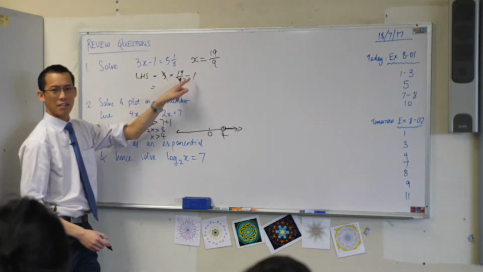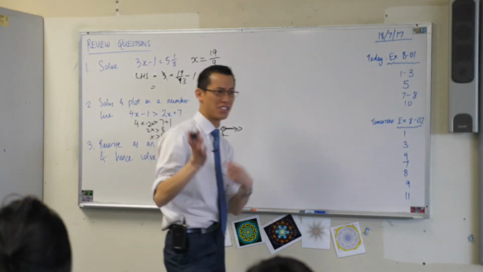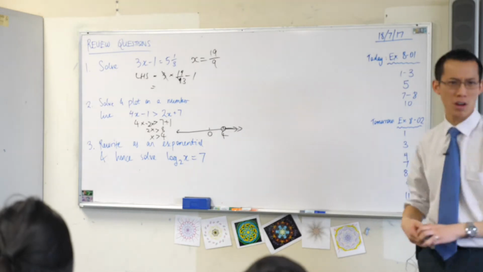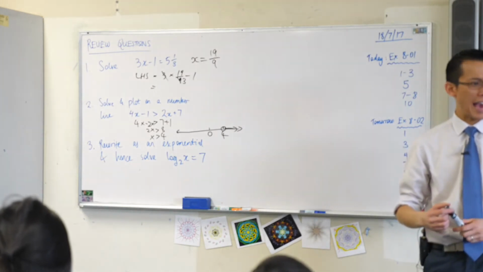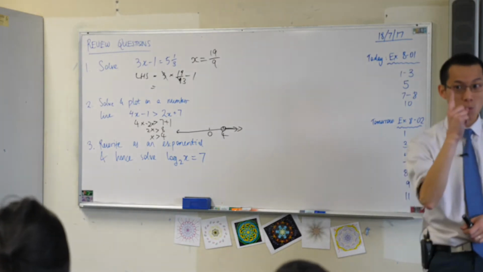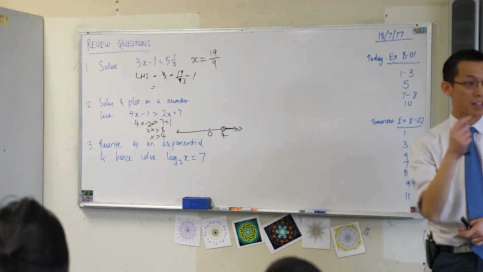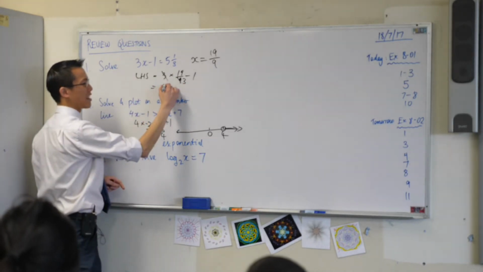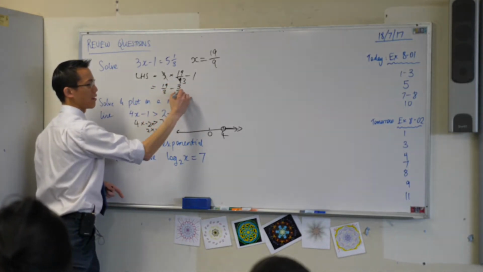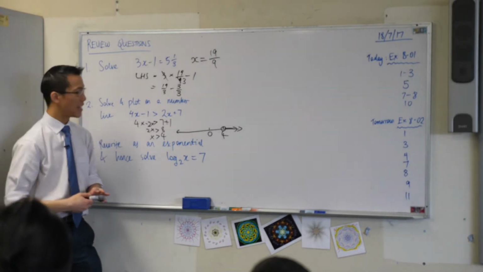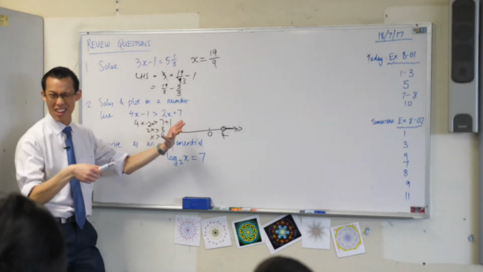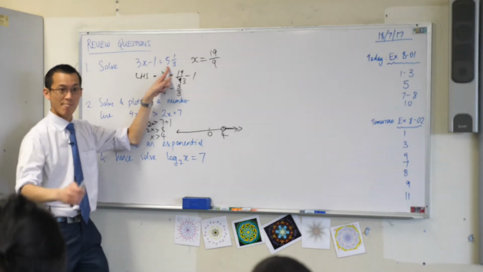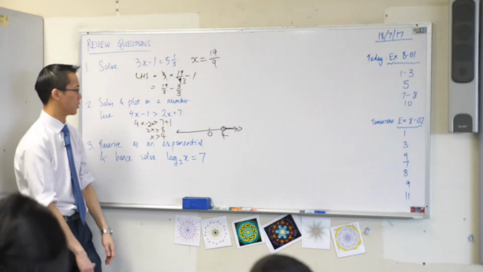19 over 3, take away 1. A fraction, take away something else. What is your instinct to do with that? How many thirds are there in 1? There are 3 thirds, right? So therefore, I could write this as 19 over 3, take away 3 over 3. I know how many thirds that's going to be, 16 thirds. Is that 16 thirds? Yeah. Checks out. So good job, all looks good.